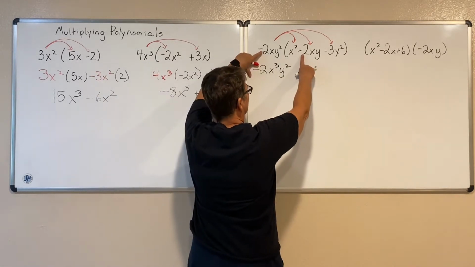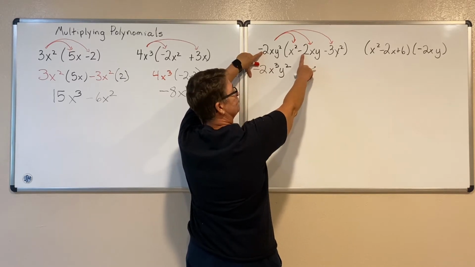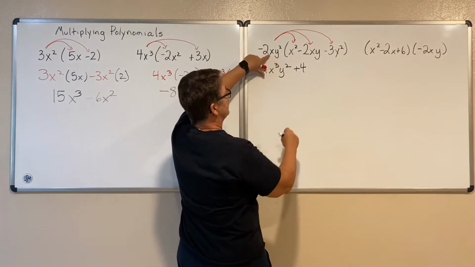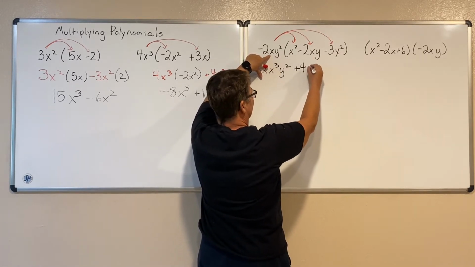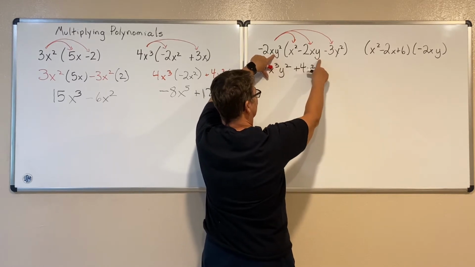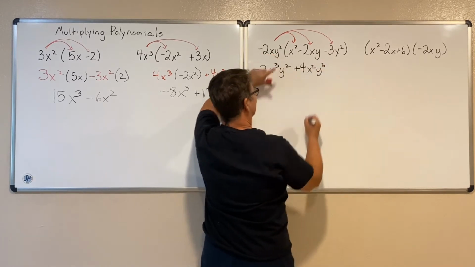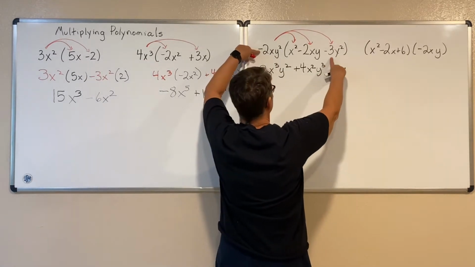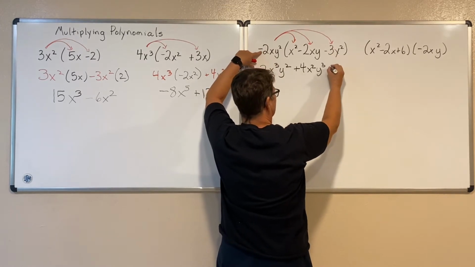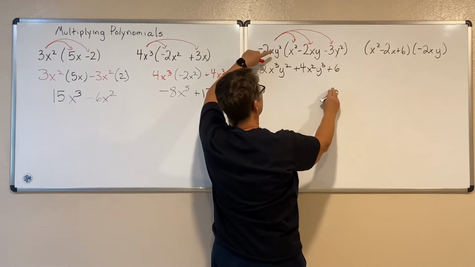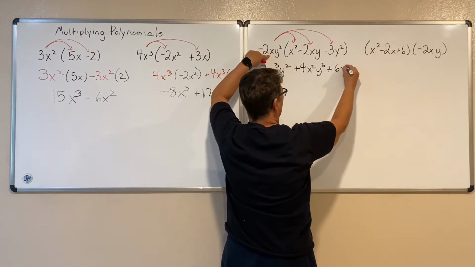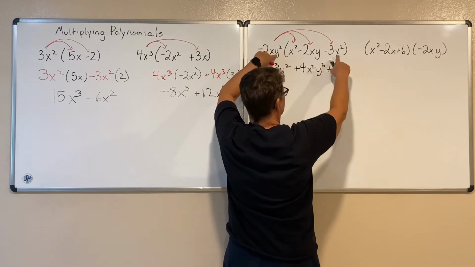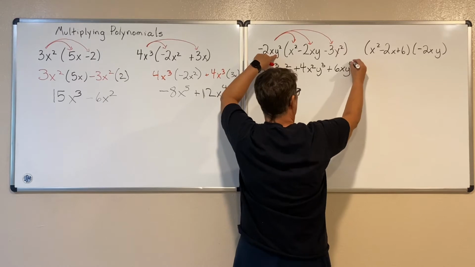Now, I'm going to multiply this coefficient by this coefficient. So negative 2 times negative 2 makes that a positive 4. This x times that x is x squared. And y squared times y makes that y cubed. Then here I'm going to multiply their coefficients. Negative 2 times negative 3 makes that a positive 6. X doesn't have any other x's to multiply by, and then y times y times y times y gives me y to the 4th.